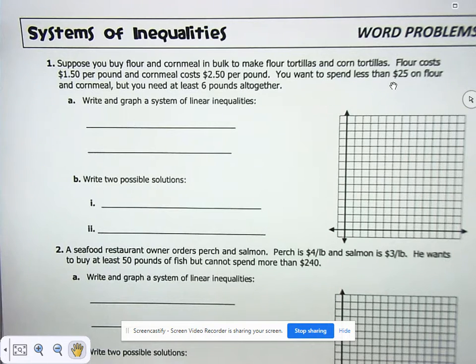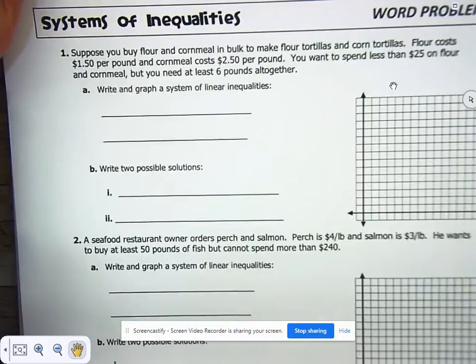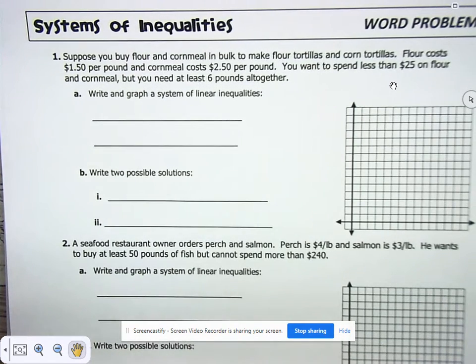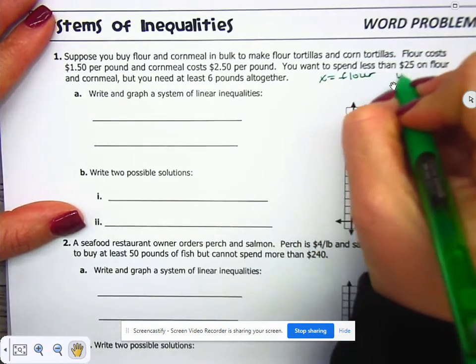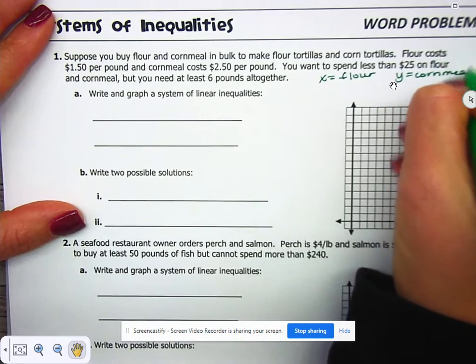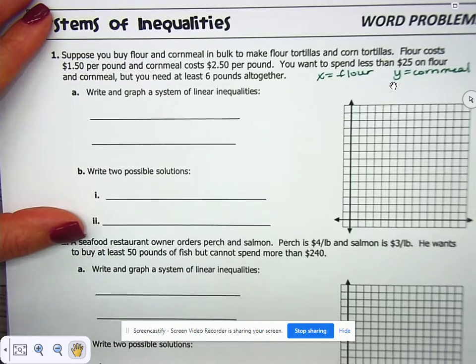Suppose you buy flour and cornmeal in bulk to make flour tortillas and corn tortillas. Flour costs $1.50 per pound, and cornmeal costs $2.50 per pound. And you want to spend less than $25 on flour and cornmeal, but you need at least 6 pounds altogether. Let's just talk first about our money equation. First of all, X is going to be our flour and Y is going to be our cornmeal. We do need to make sure that we identify those so that whenever we get done, we know what's representing what.